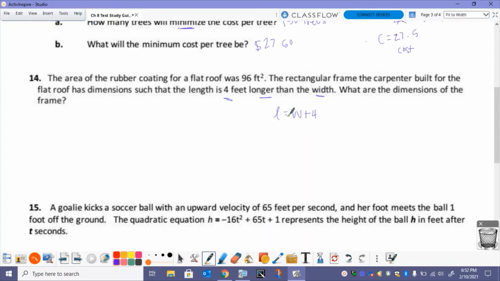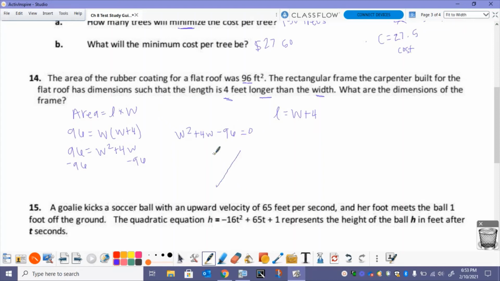Always put your variable first, okay? And then it tells us that the area was 96 feet squared. So remember that area is equal to length times width. So we'll have 96 equals our length, which was W plus 4 times width. I'm going to put the width first. If it doesn't mention the width or the length, whichever one it doesn't mention, you just plug in the variable for it. So they did not explain the width to us in this problem. So we just put a W times our formula for length, which was W plus 4. Okay, the first thing we need to do is distribute this W out. So 96 equals W squared plus 4W. And then we want to subtract 96 so we can get this equal to 0.